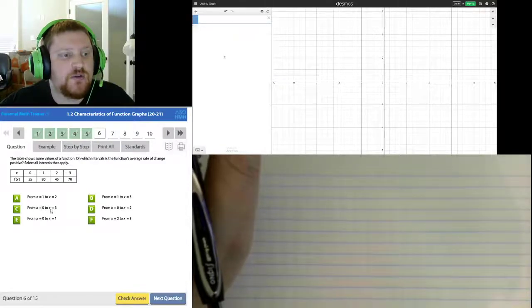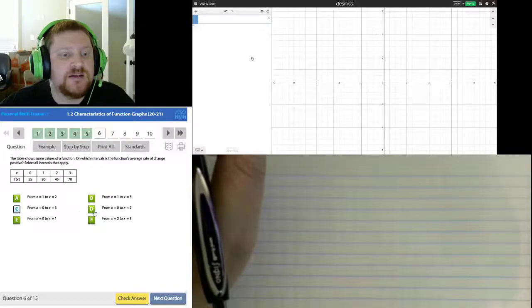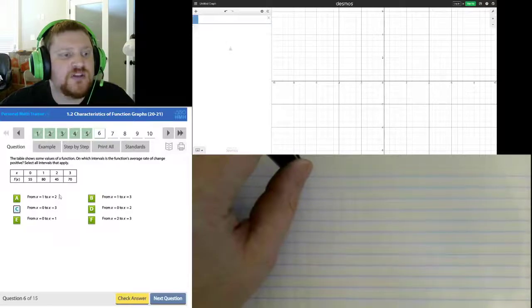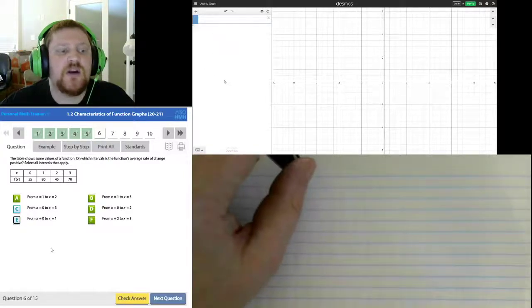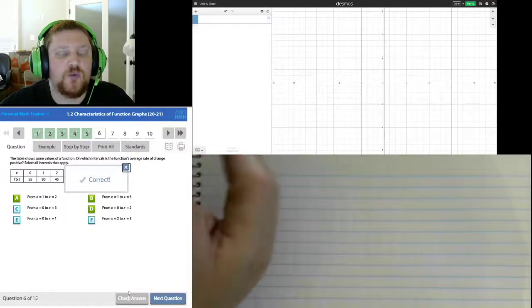For C, 0 to 3, I start at 55, I end at 70, so my average rate of change would have to be positive. D, from 0 to 2, I start at 55, I end at 45, so my rate of change would have to be negative. From 0 to 1, I start at 55, I end at 80, so my rate of change would have to be positive. And from 2 to 3, starting at 45, ending at a larger number, 70, so it would have to be positive there as well.